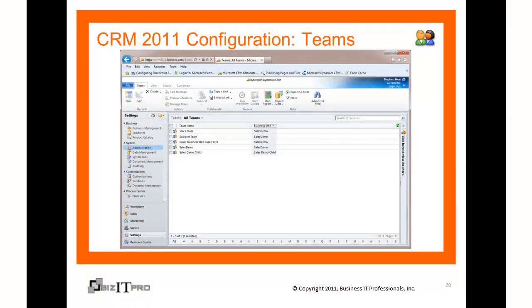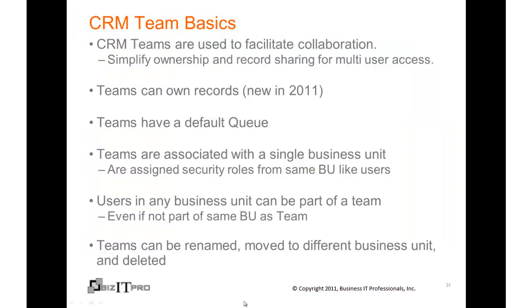CRM 2011 configuration, Teams. CRM Team Basics. CRM teams are used to facilitate collaboration between different CRM users. They're basically designed to simplify ownership and record sharing for multi-user access to data. Teams can own records just like users can, although this is new in CRM 2011. Teams also have a default queue assigned to them.